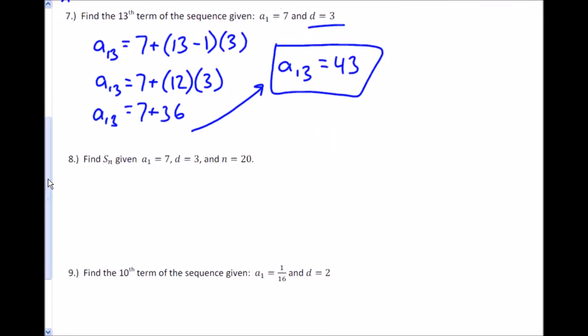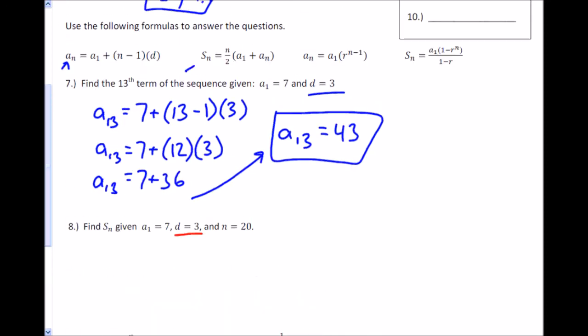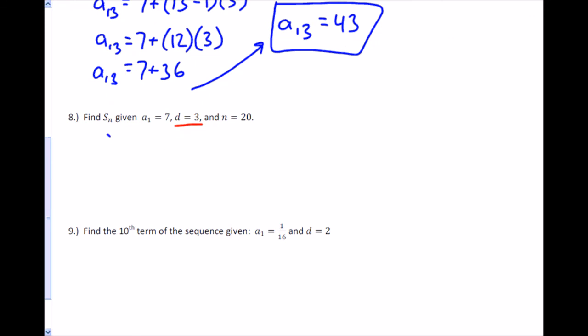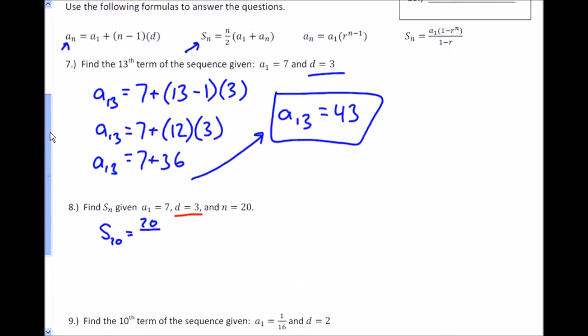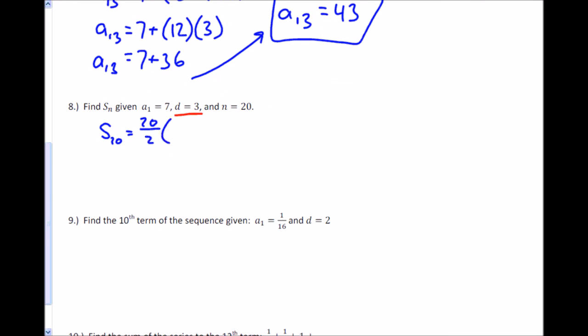On this one, it says S sub n, so right away I know I'm looking for a sum. They also give me a d value, which means this thing is arithmetic. So I know I'm using this second formula. That's my sum of an arithmetic series. So I'm looking for S sub 20 equals 20 over 2 from our formula. And then a sub 1, which is 7, plus a sub n, but I don't have a sub n. They didn't give me that, which means I need my other arithmetic formula.